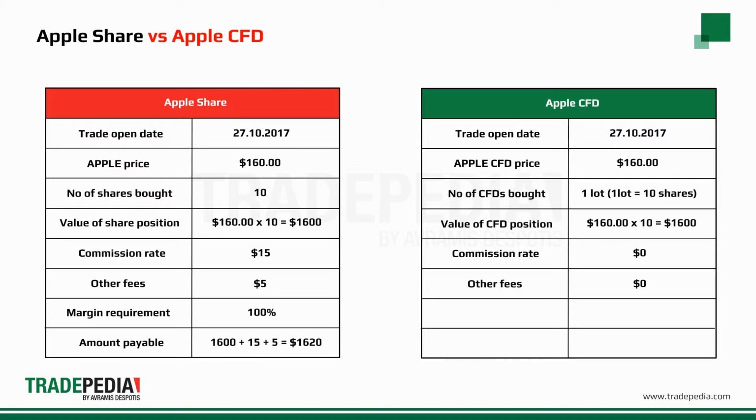CFDs also provide leverage. In this example, the margin requirement is 5%. So in this case, the total amount payable is $1,600 times 5%, which equals $80. The following becomes evident after opening the position. Trading the Apple CFD requires less margin, meaning less money in your account for the same transaction. Transaction costs are less, giving the investor more room for profit from the position.